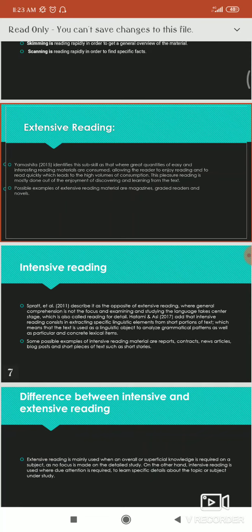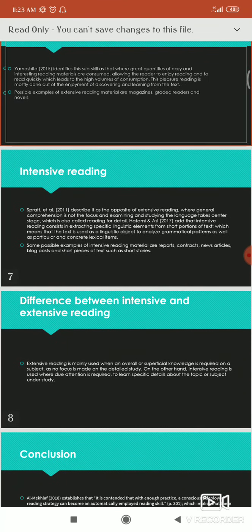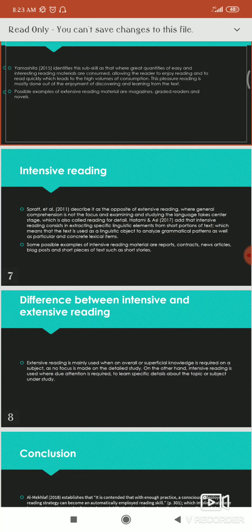Basically, extensive reading means reading in quantity in order to gain a general understanding of what is read. It is intended to develop a good reading habit, to build up knowledge of vocabulary and structure, and to encourage a liking for reading. Intensive reading is generally at a slower speed and requires a higher degree of understanding than extensive reading.